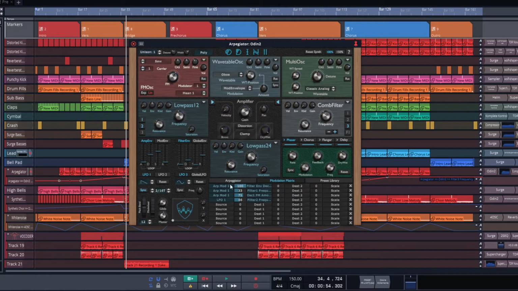So, back to the modulation matrix. As you can see, the arpeggiator is modulating the filter frequency envelope, the filter frequency itself, and the oscillator 1 FM amount. And the last modulation source that we've got is an LFO, which is modulating the frequency of filter 2. Okay, so let's talk about the basses I've added during the verse.